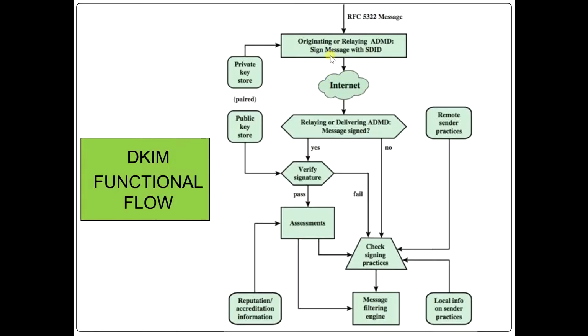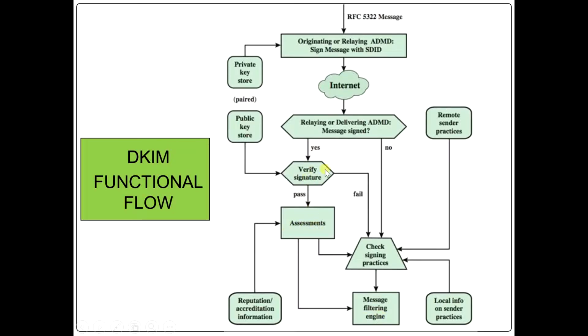Verifying the signature uses public information from the key store, and if the signature passes, the reputation information is used to assess the signer. If it passes, it is used to assess the signer, and that information is passed to the message filtering system. You can see it passes through the message filtering system.